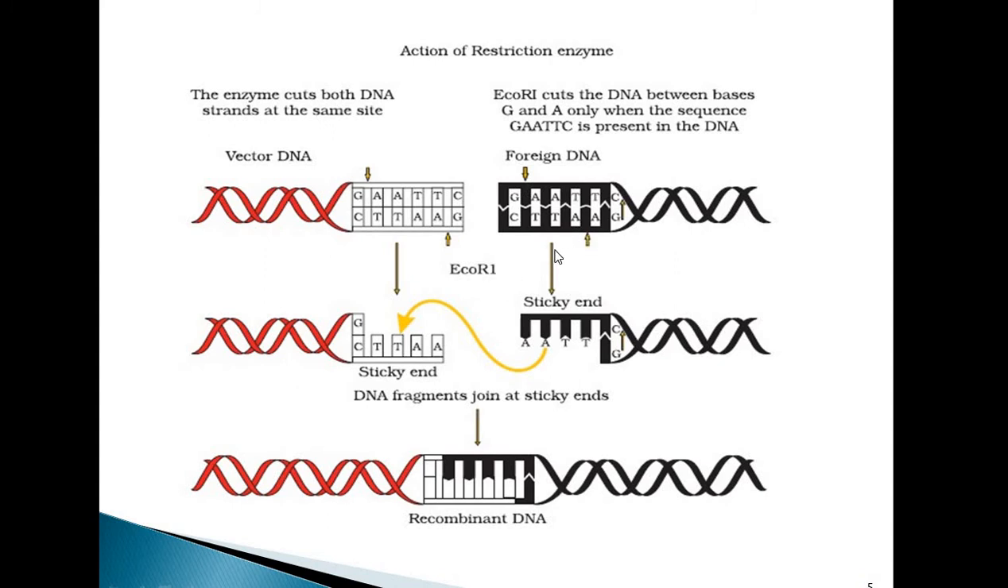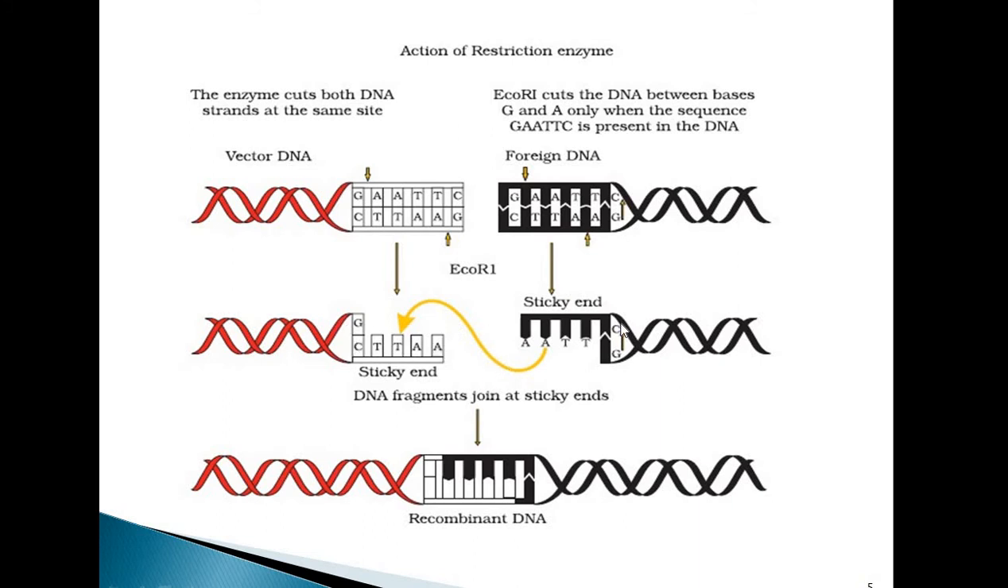After cutting, these are the strands we have got. These are called sticky ends. Why sticky ends? Because they have overhangs. See, these are the overhangs. In the cutting ends there are two types of ends, the sticky end as well as the blunt end. Here I am giving you the example of sticky ends, where we are getting the overhang.